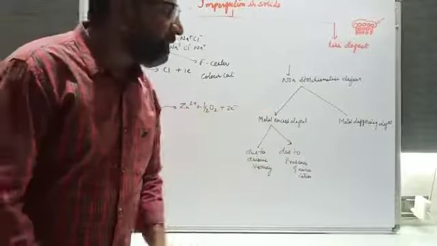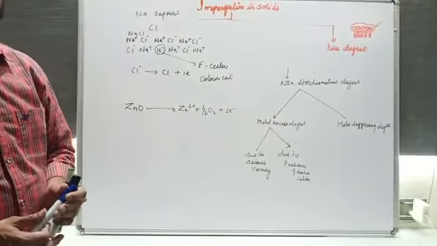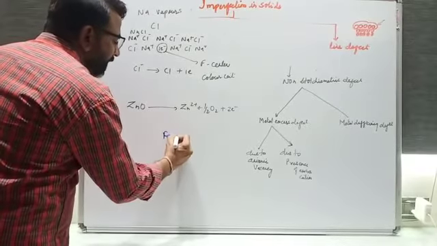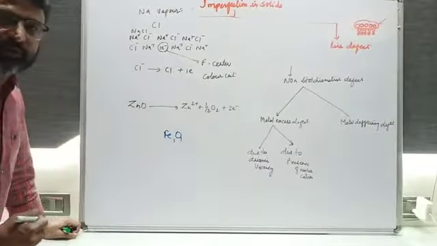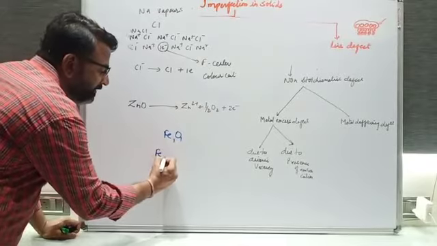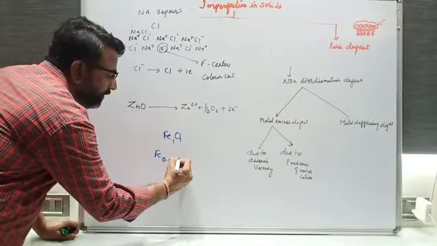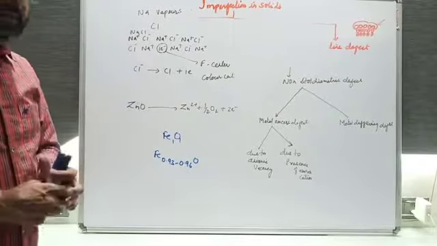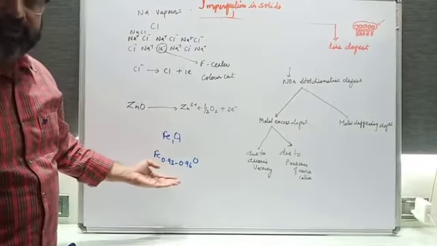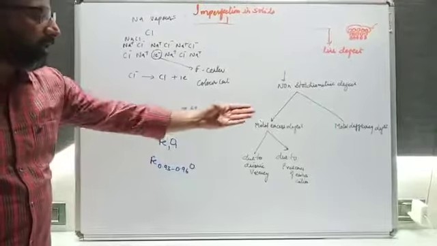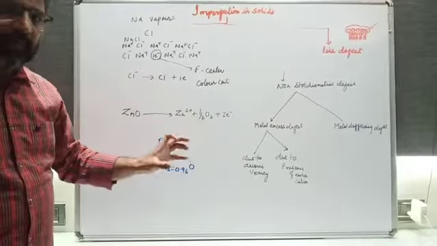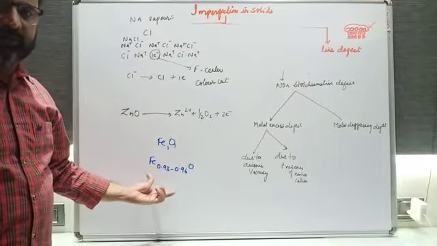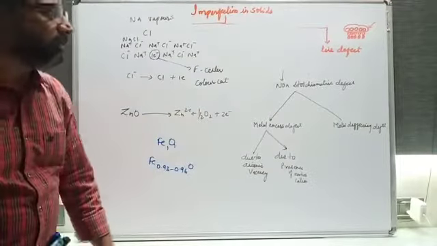And the last one is the metal deficiency defect. In that case, the metal will be deficient. If I give you one example, FeO, generally we write FeO in 1:1 ratio, but if the Fe is written as 0.93 to 0.96, it is non-stoichiometric. Last year you have seen non-stoichiometric hydrides. The same thing: if the metal is deficient in the compound, it will not be in whole numbers, it will be in fractions. Such a defect is called a metal deficiency defect.